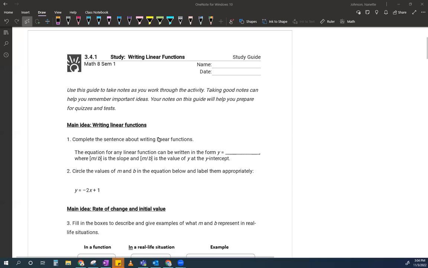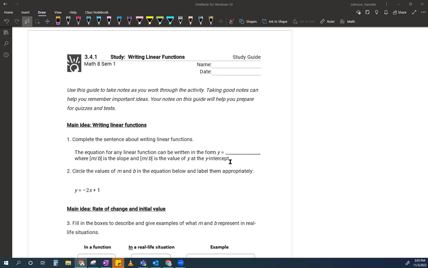Okay, so this is about 3.4.1. This is about writing linear functions. So complete the sentence about the linear functions. And it says the equation for any linear function could be written in the form of y equals mx plus b.